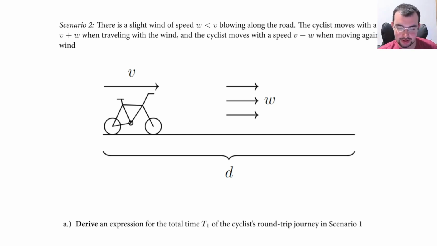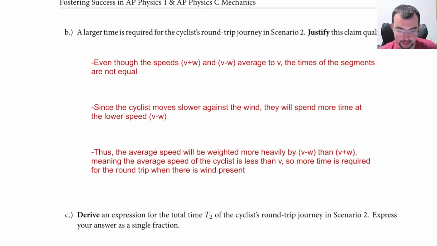So all it comes down to is that yes, I'm going faster for a bit and slower for a bit, but those aren't equal times. I go slower for longer. Since you go slower for longer, the speed is more dragged down than it is dragged up, on average, because average speed isn't just the average; it's a weighted average, right?